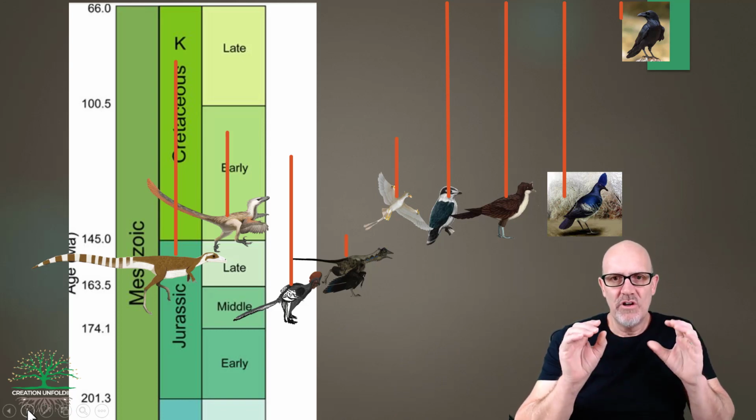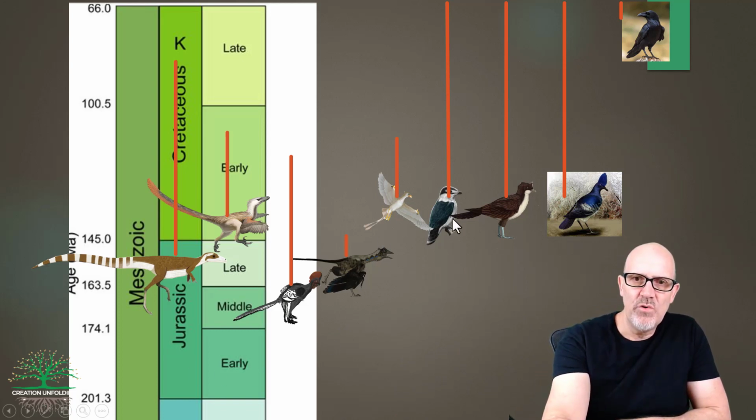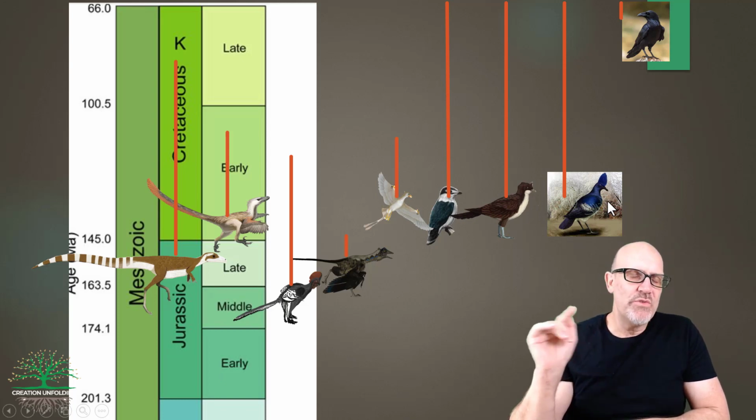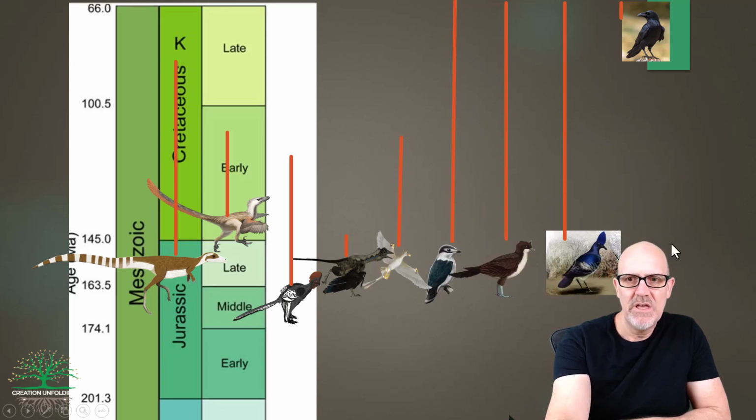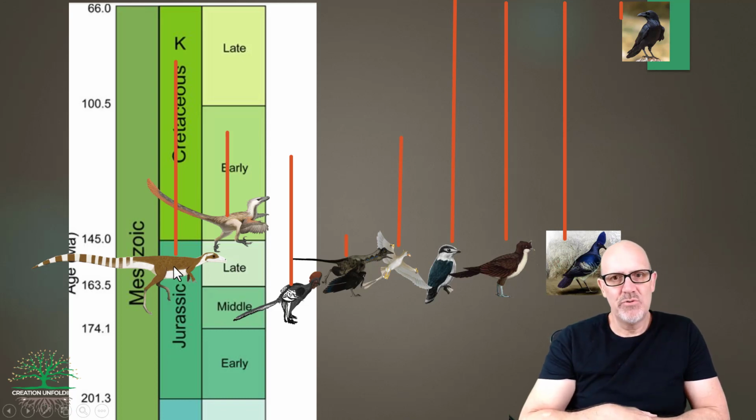in the literature for these four groups right here. It turns out that if you go with the older dates that they had back in the mid to late 90s, these four groups drop down to here. And guess what? That puts them at exactly the same time as the compsognathids. It puts everything in the late Jurassic.